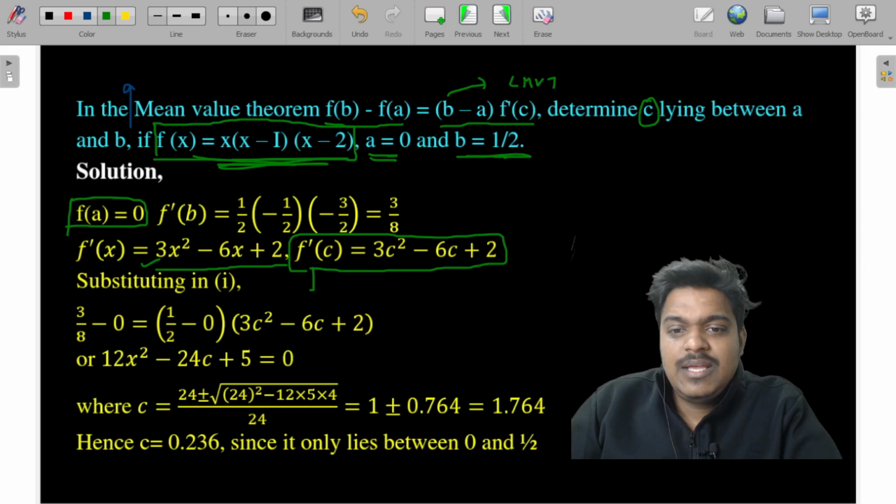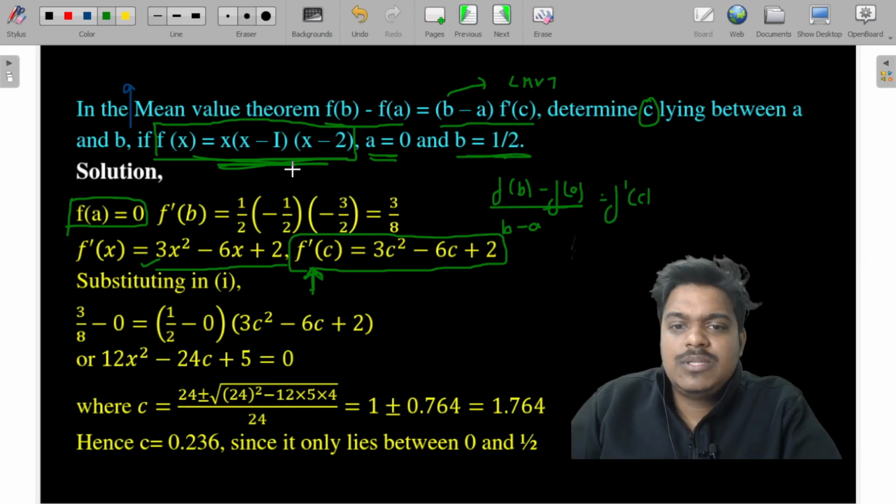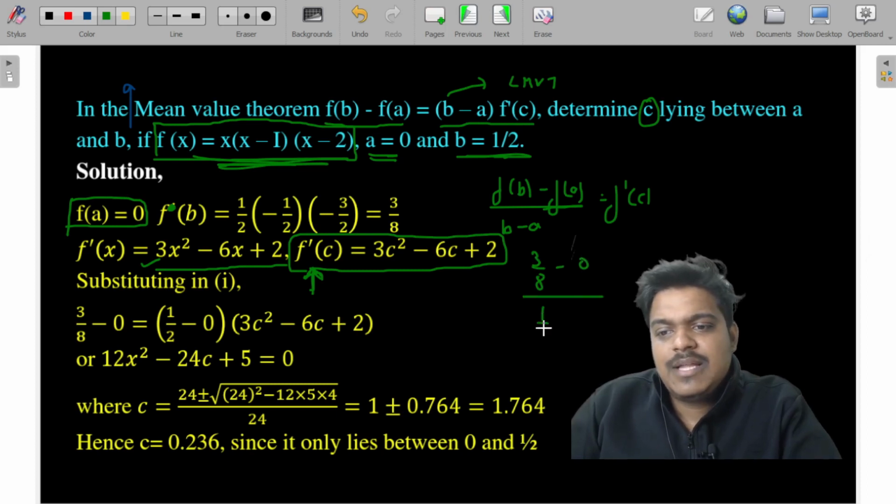F dash c, you know what is the value of f dash c. F dash c is nothing but f of b minus f of a divided by b minus a. What is the value of the function at 1 by 2? This is not f dash a, this is f of b. Here x is 1 by 2; 1 by 2 minus 1 is minus 1 by 2, and 1 by 2 minus 2 is minus 3 by 2. So f of b is 3 by 8, f of a is 0, divided by b minus a, that is 1 by 2 minus 0. This is the value of f dash c, and this is nothing but 3 by 8 divided by 1 by 2, which is 3 by 4.